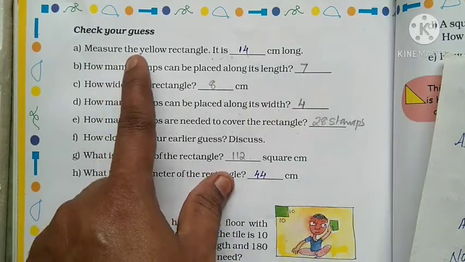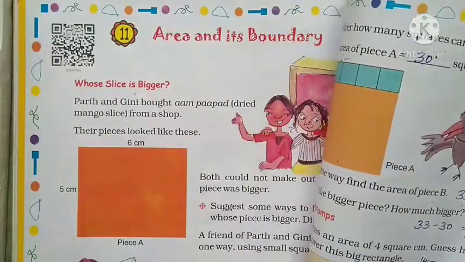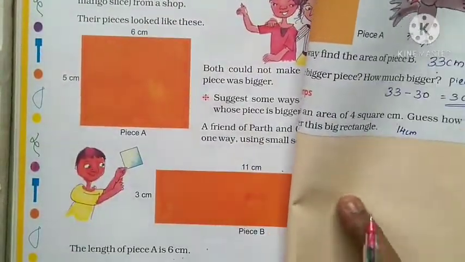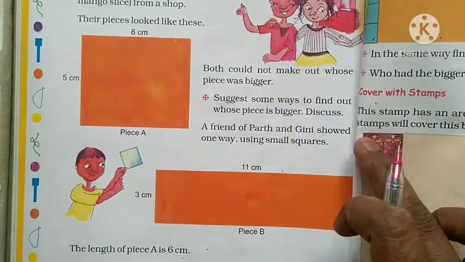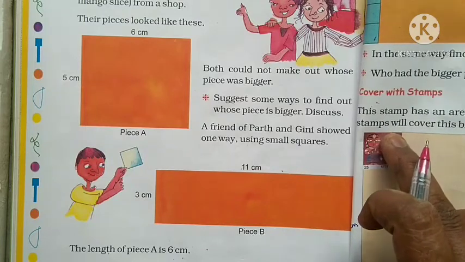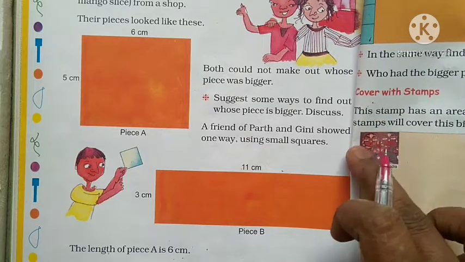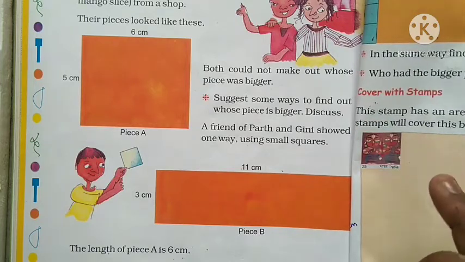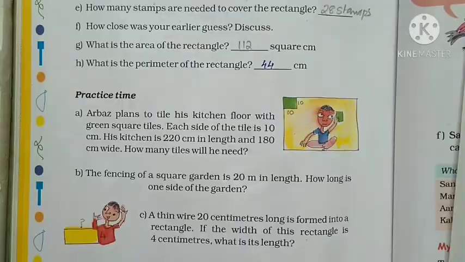First, measure the yellow rectangle. That means, this is the yellow rectangle. So here only the small stamp is there. Its length is 2 centimeter and the breadth is also 2 centimeter. So the area is 4 centimeter square. So we needed to find out the number of stamps used to cover this big rectangle. Okay? Understand all of you? Move to the next question.